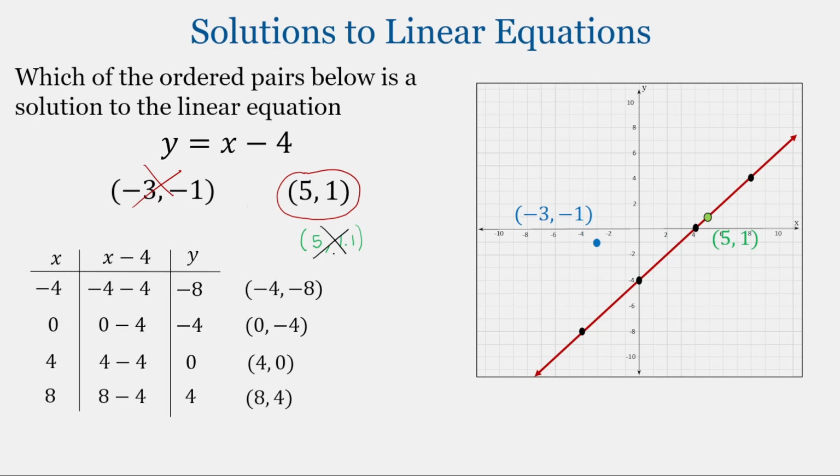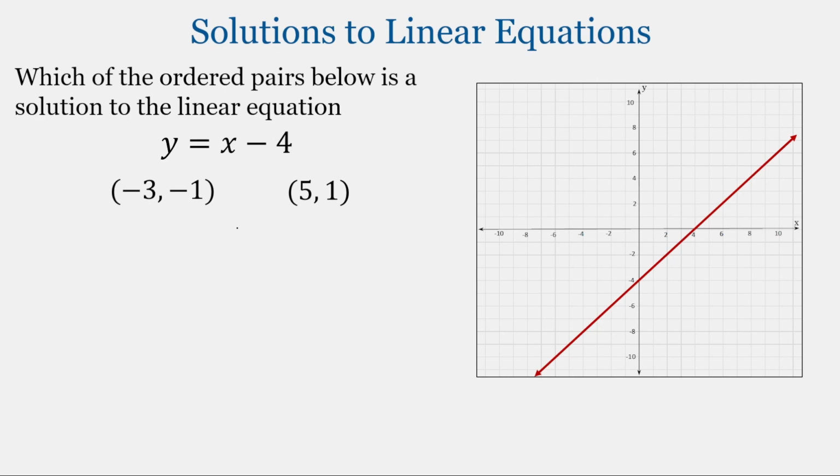So let's look at a better method for determining if an ordered pair is a solution to a linear equation. We have the same equation and the same two points. As a reminder, these are ordered pairs, and the first value is our x-coordinate, and the second value is our y-coordinate. So wherever there is an x in the equation, we can plug in -3 for that first ordered pair, and wherever there's a y, we can plug in -1. If this is truly a solution to the linear equation, we should get a true statement.